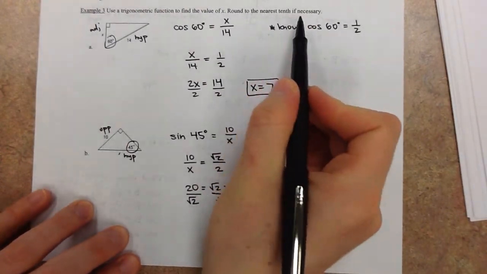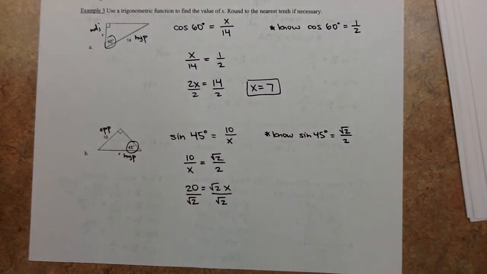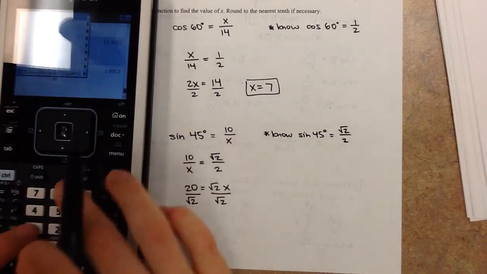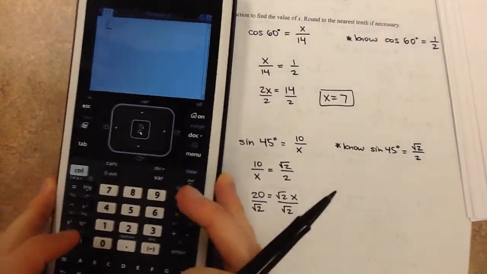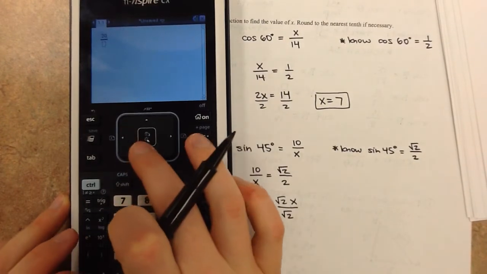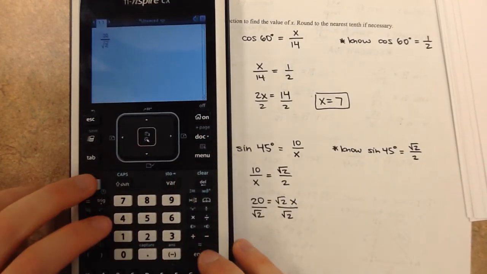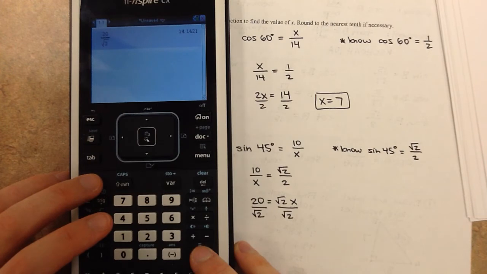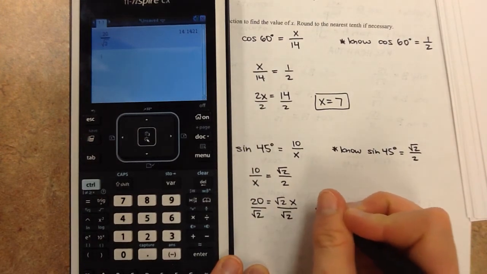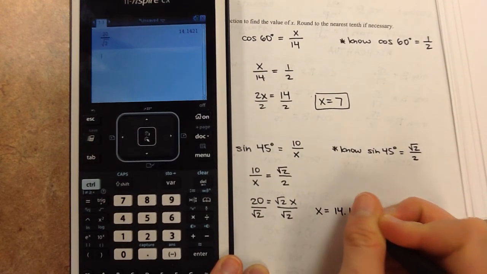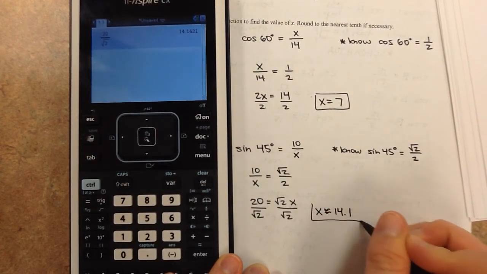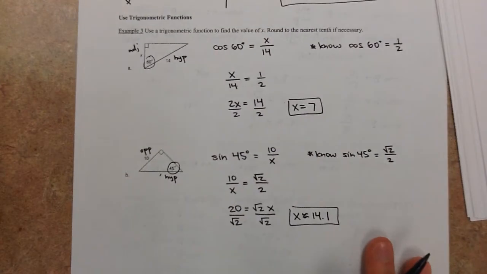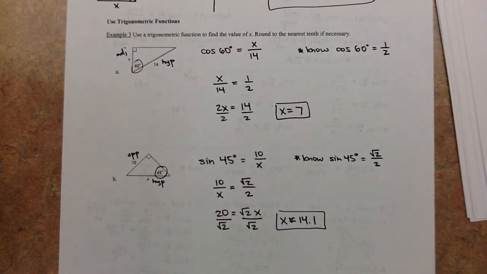And at that point, so it says round to the nearest tenth, we could just plug this into our calculator. So I'm going to do a fraction, and I'm going to do 20 over the square root of 2. Okay, so rounding to the nearest tenth would give me about 14.1. And since it's an approximation, I'm going to use those little squiggly equal signs. Okay, so that is the first half of your 12.1 lesson.